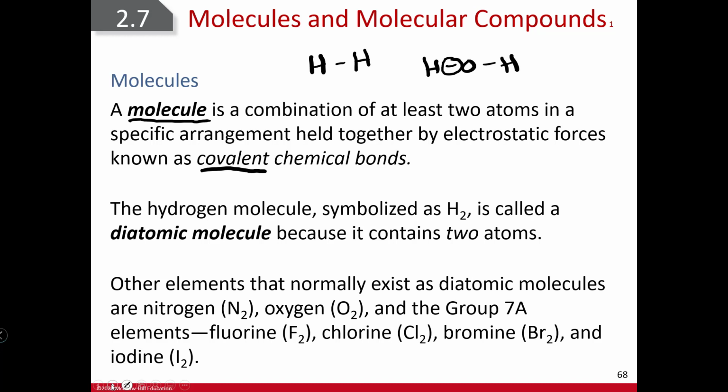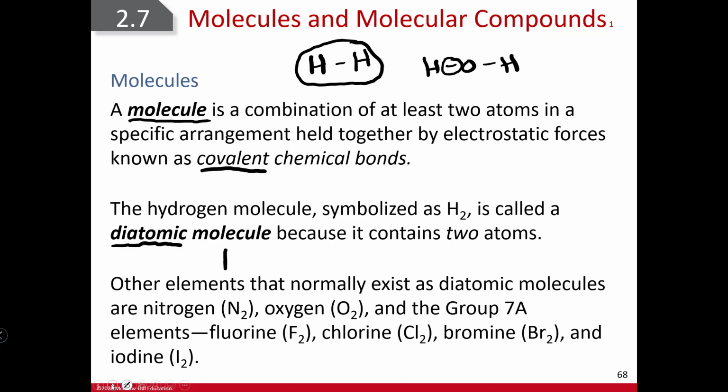Now let's describe some of these molecules. So the first one is diatomic. What does that mean? Well, that means 2, diatomic, 2 atoms bonded together. So this is an example of a diatomic molecule. Now, some elements on the periodic table naturally occur as diatomic.